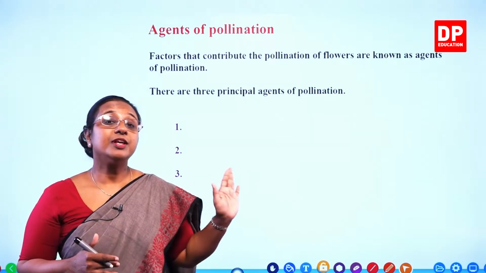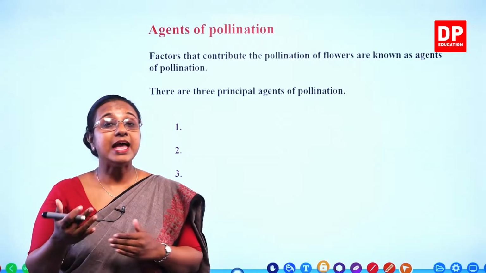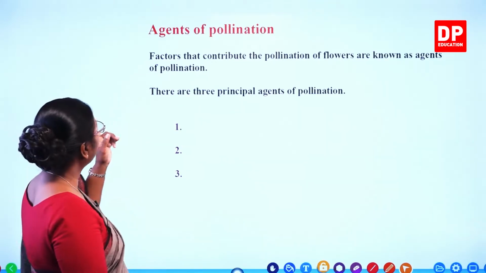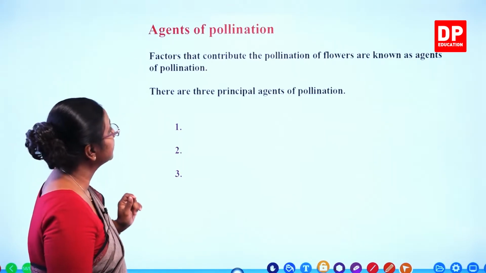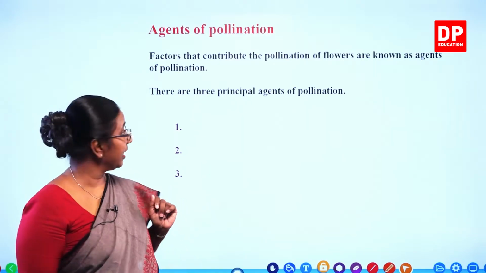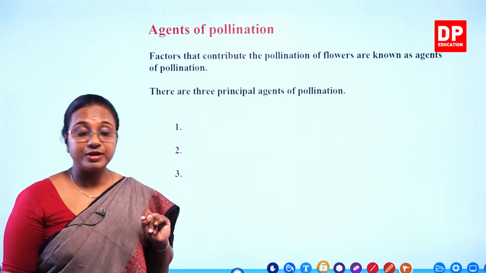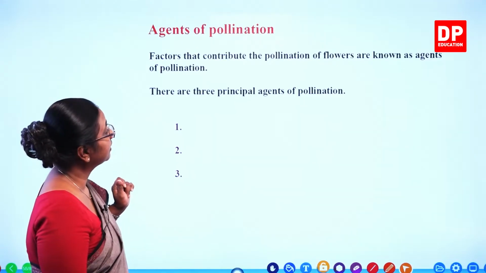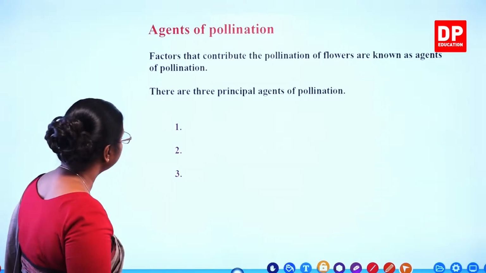So now, for cross-pollination to occur, we need a medium. That is what we call the agents of pollination. So, factors that contribute to the pollination of flowers are known as agents of pollination. Factors that help to carry out pollination are known as agents of pollination. So, there are three principal factors or agents of pollination.